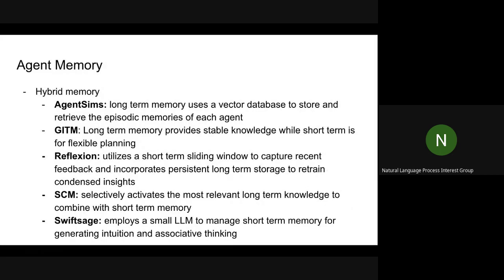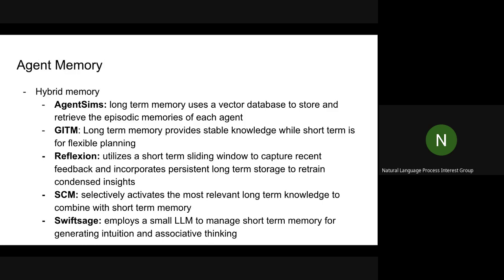So this is just summarizing what a few different papers do in terms of hybrid memory. Agent Sims was a pretty popular one too. They store their long-term memory in a vector database, and then they retrieve it in episodes. So again, how you want to structure episodes, what exactly each of these embeddings are. Is it one observation? Is it a sequence of events? We can dive a little bit more into how these episodes are defined, but essentially they have a vector database that stores different chunked representations of the user's memory.